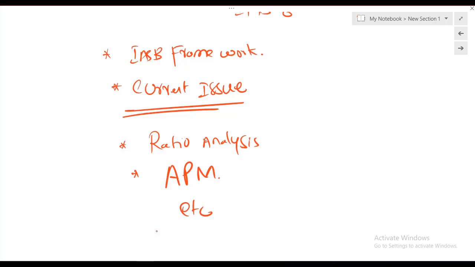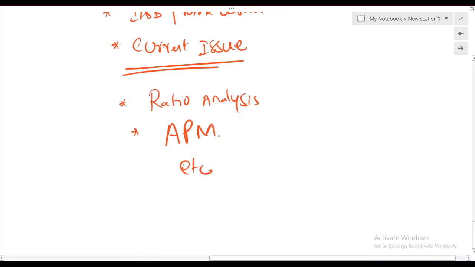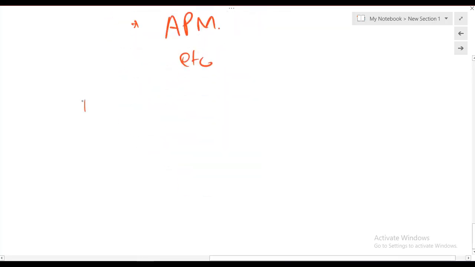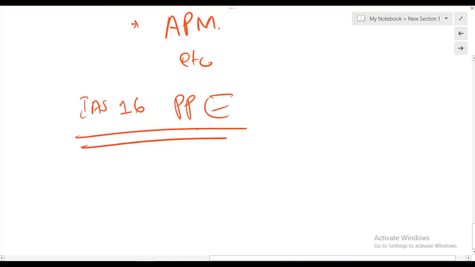So it means if you are really good in knowledge as well as in application, then obviously you can easily pass the paper. So let us now start the first IAS. The first IAS which I'm going to start is IAS 16, that is property, plant and equipment. Okay.